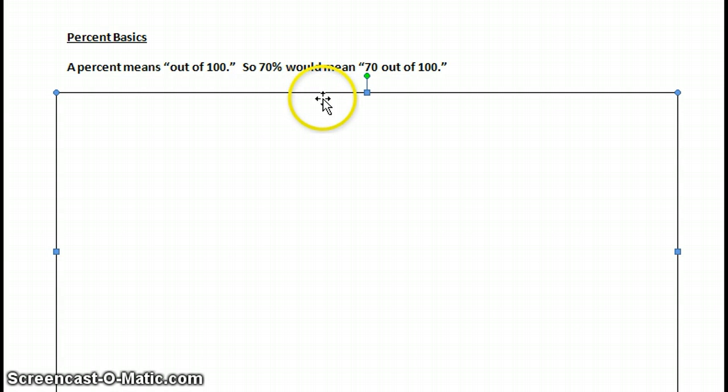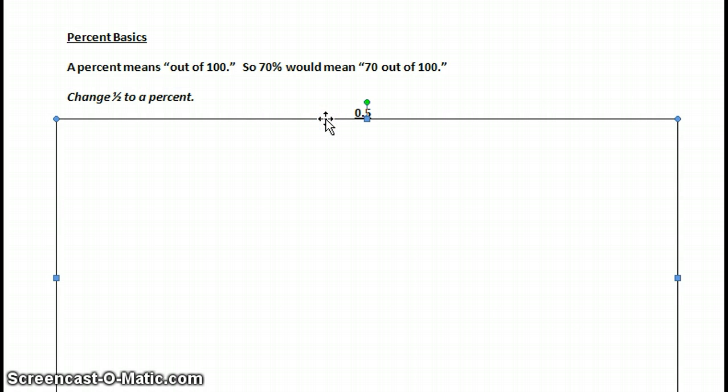You can have 7.2%. You can even have percentages that are over 100. You've heard athletes say, I give 110%. So what we're going to talk about is first off changing a fraction to a percentage.